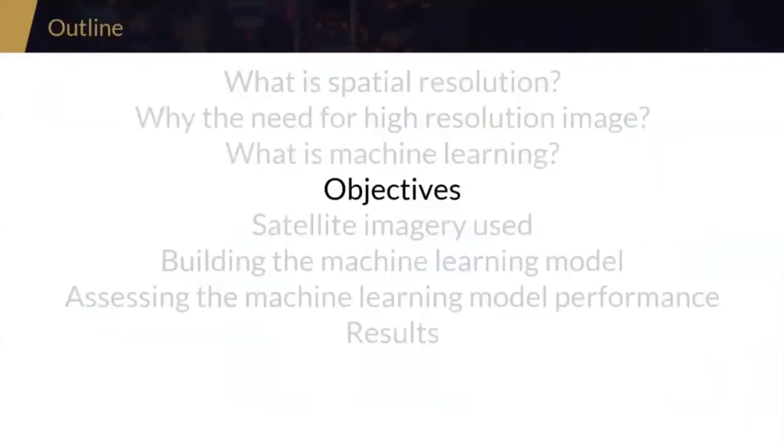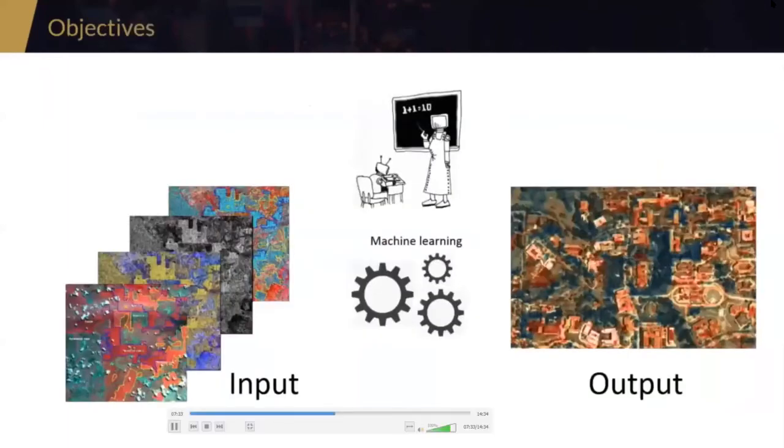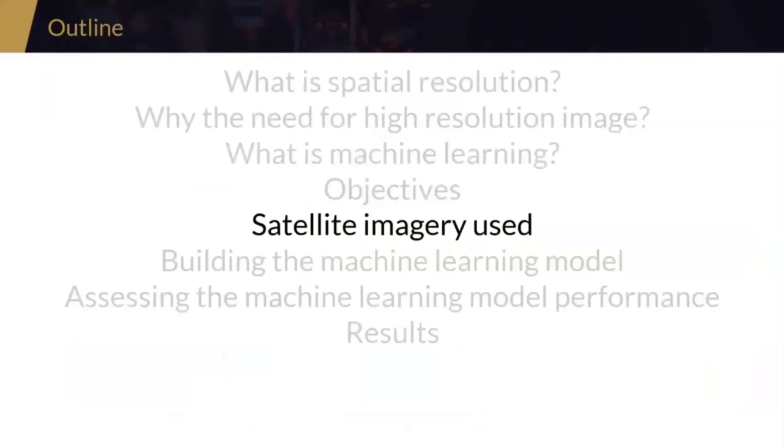So now for the objectives of this study, the objective is to teach a machine learning model to learn the relationship between the input data and the lower resolution LST data. Once learned, the machine learning model will predict LST values using the learned relationship to high resolution images. Next, we discuss the two satellite imagery that we use.